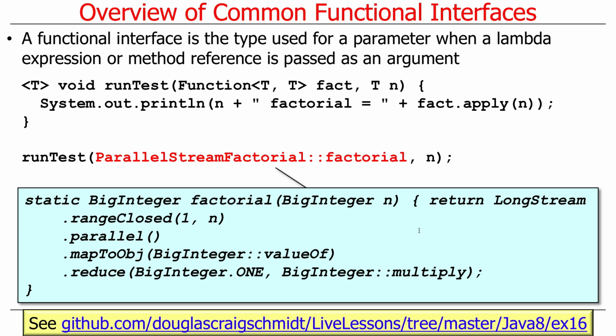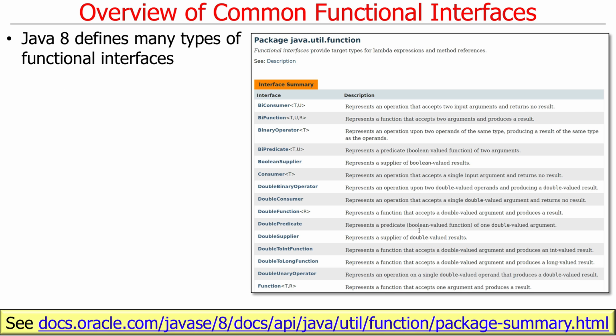The main point here, though, is I can pass this parameter as a function. This method reference can be passed as a function to the run test method. And that's what a functional interface is used for, to pass these things as parameters. There are lots and lots of functional interfaces in Java. So as you can see here, there's BiConsumer, BiFunction, BiPredicate, Consumer, Function, and so on and so forth. Lots and lots of stuff.